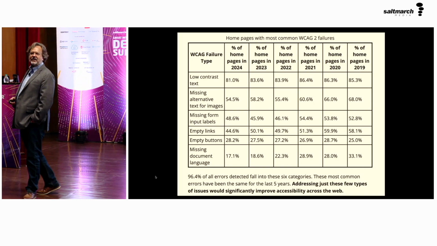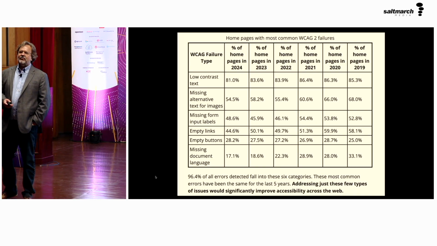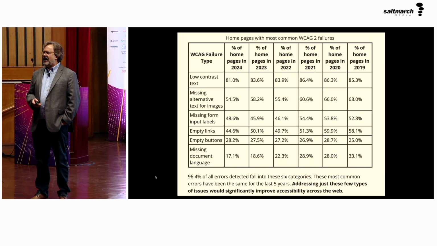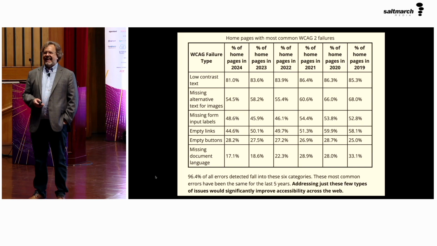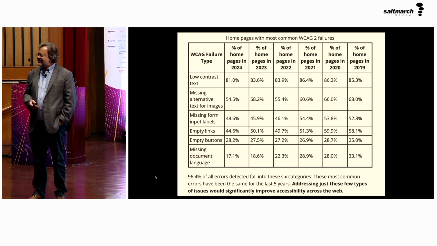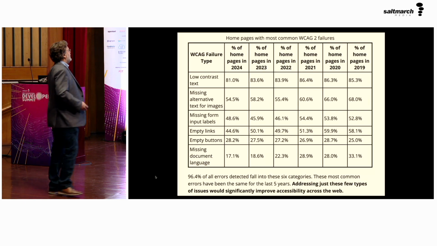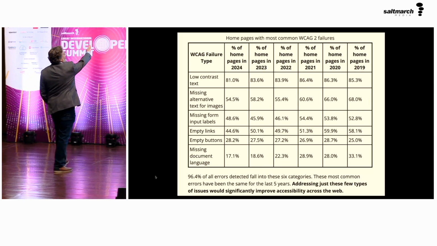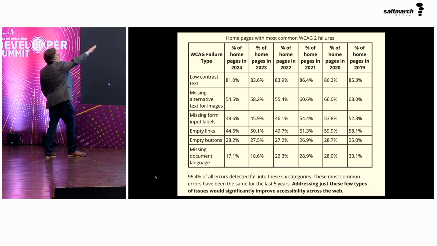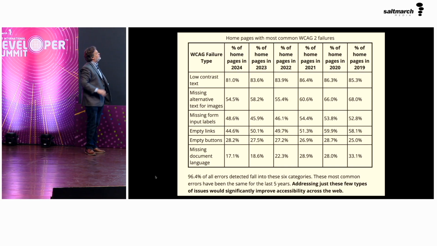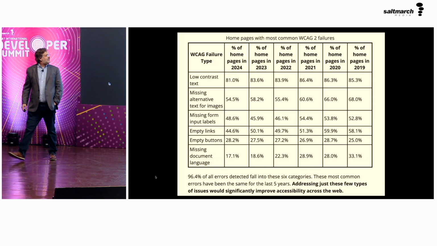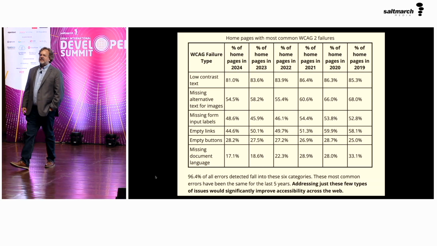Again, not 59%, 54.5% of all web pages are lacking alt text. Over half of images on the web are lacking alt text. And notice this is longitudinal. So in 2023, it was 58%. In 2022, it was 55, 60, 66, 68.